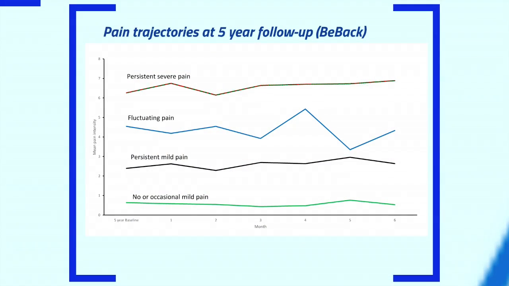But just to check that this wasn't just a finding from this one cohort, we also followed up another cohort that was collected here at Keele 5 years after the baseline. And again, you can see that the graph is very, very similar, and there's still these four clusters that we identified of people with different trajectories of pain over time.